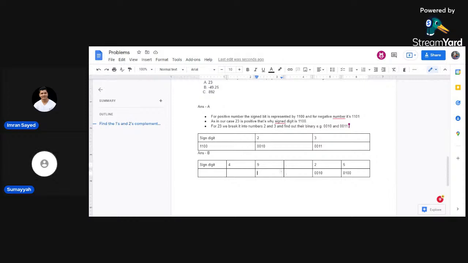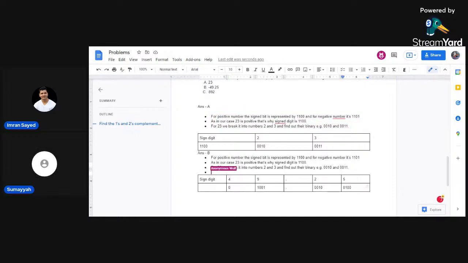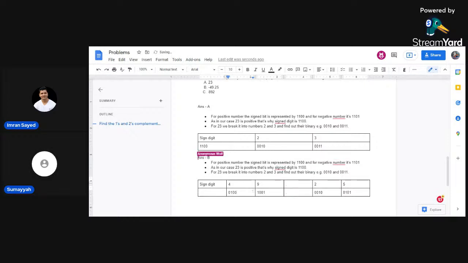9 is 1001. And 4 is 0. Wait, I think I put 5 wrong. 5 is 0100. Oh, and the sign digit is 1101.